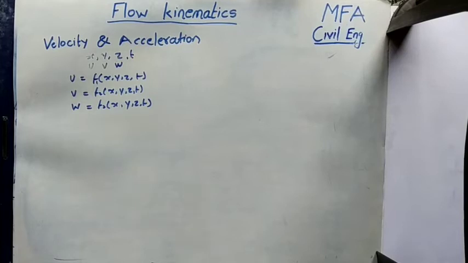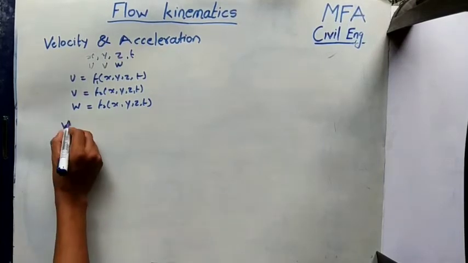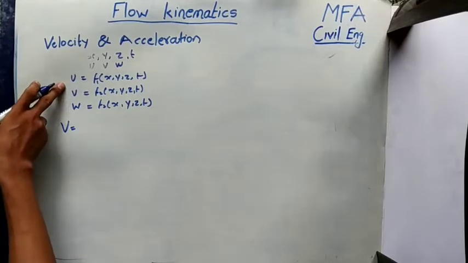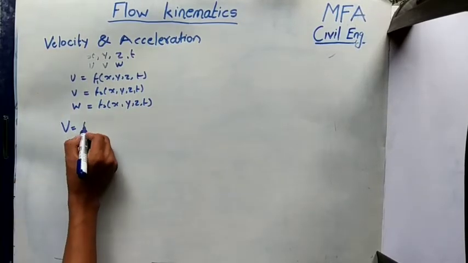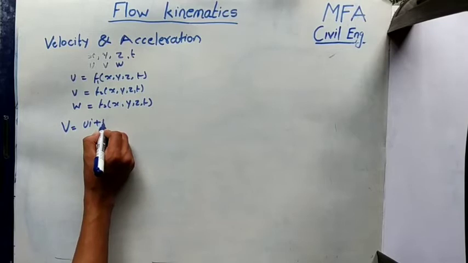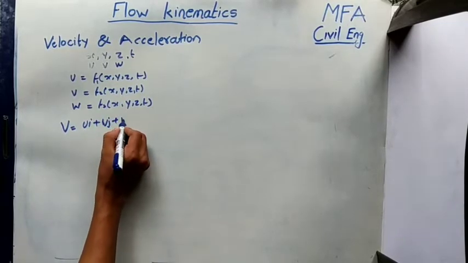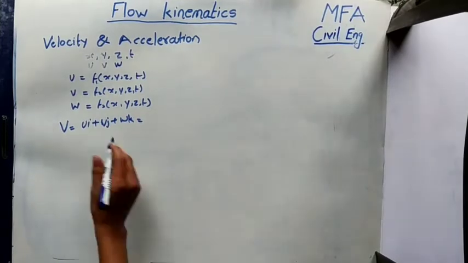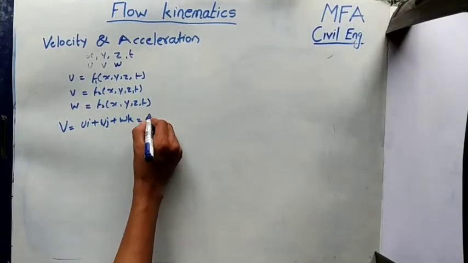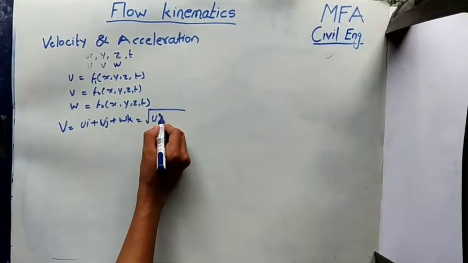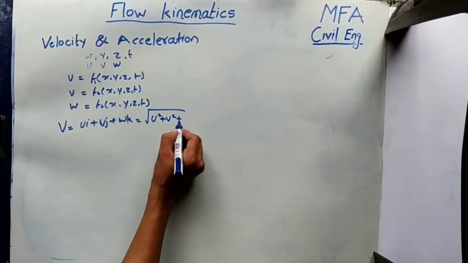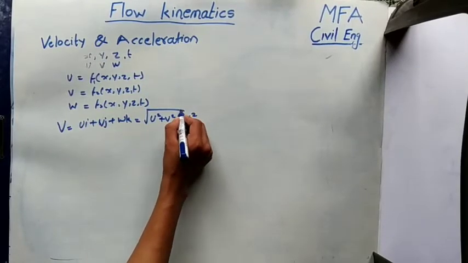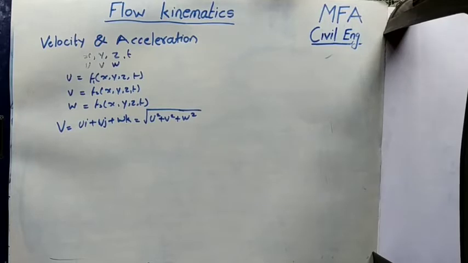Now, the resultant velocity at any point in a fluid field can be obtained by the vector addition of these three velocity components, that is u i plus v j plus w k. Now, in magnitude form, the velocity can be obtained as the square root of u square plus v square plus w square. Similarly, we can find the acceleration at any point in a flow field.